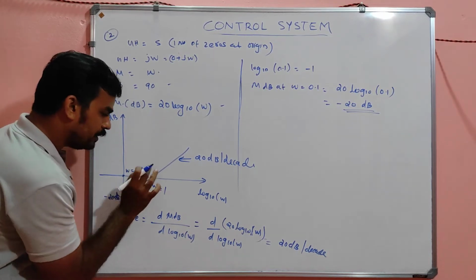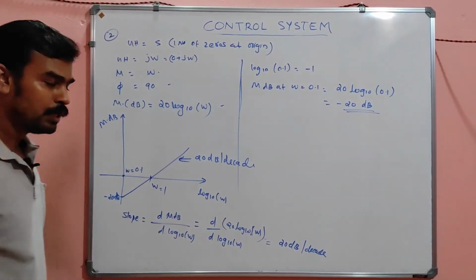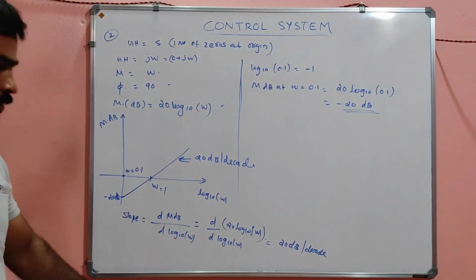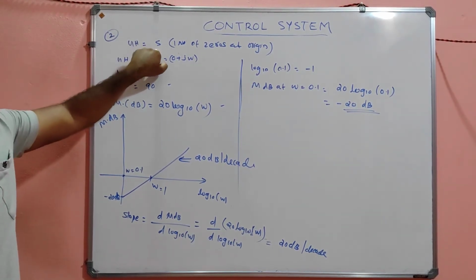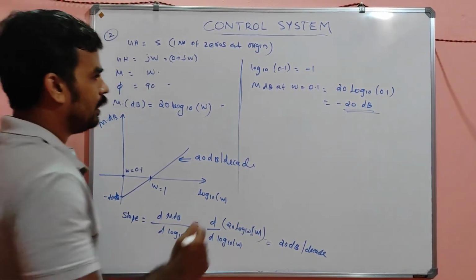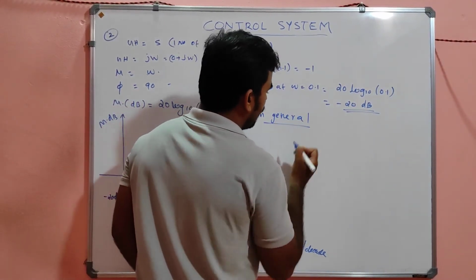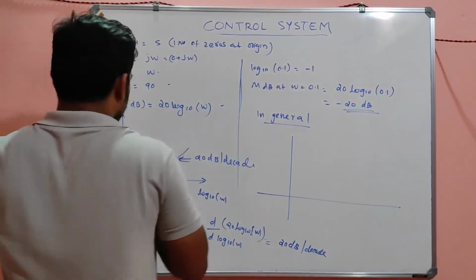So this point is called omega equal to 1, and the gain goes on increasing. So this will be the graph. This will be the Bode plot of GH equal to S. So in general, I can plot a graph like this.